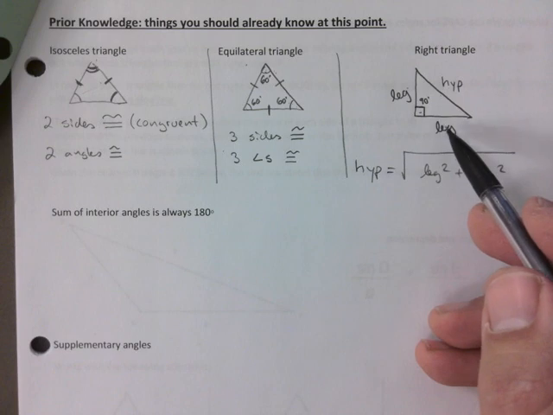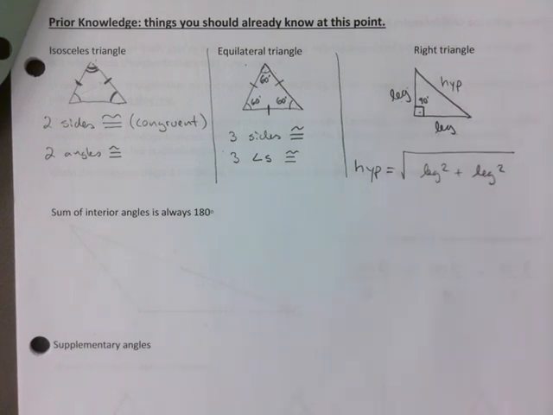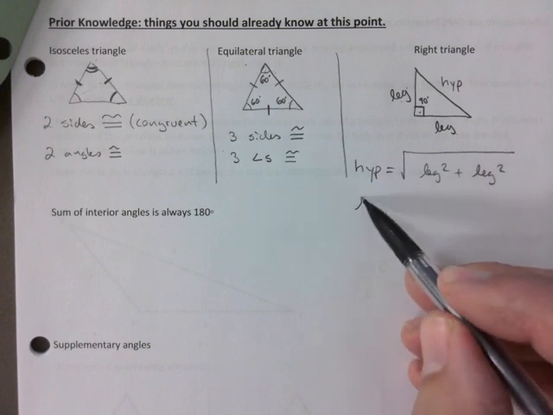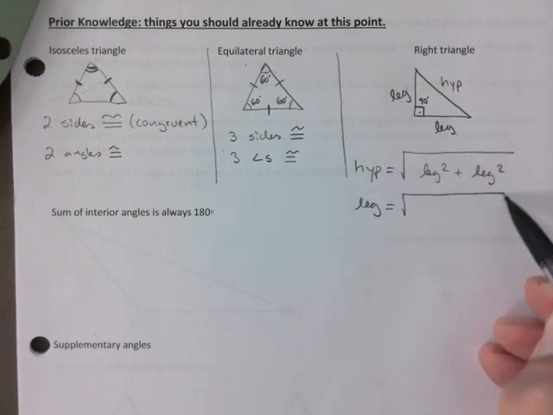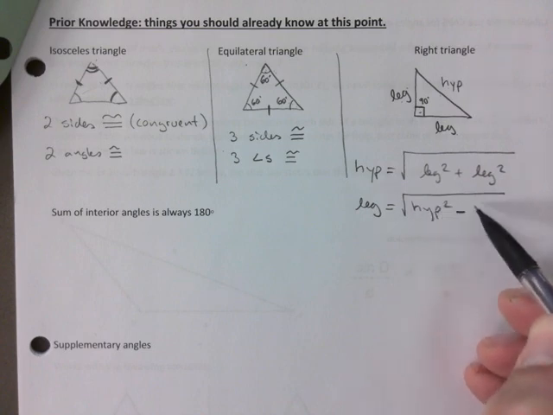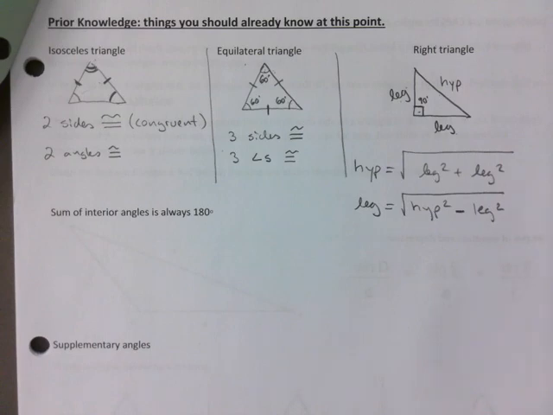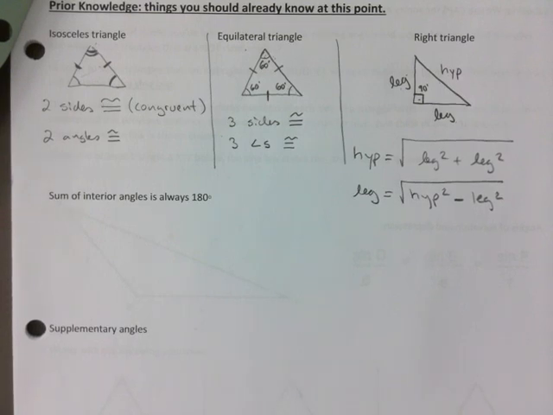And if you want to find one of the legs, because remember, they always have to give you two sides, okay? So if you want to find one of the legs, you go leg is equal to square root of hypotenuse squared minus leg squared. Those two I would probably have on my study sheet, just to remember. And this only works with a right triangle, okay?